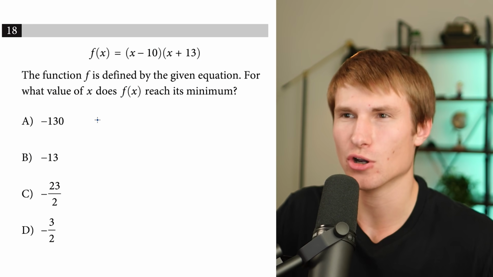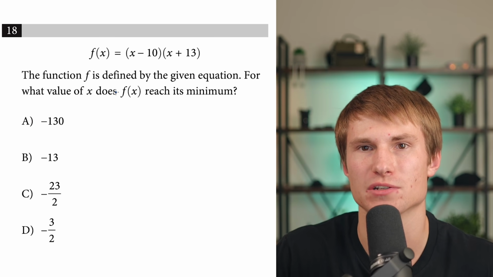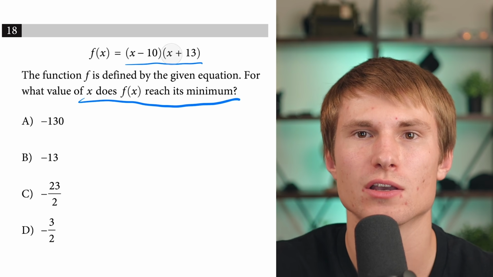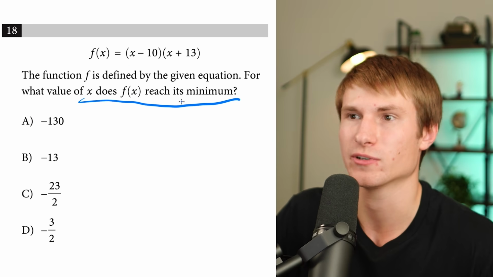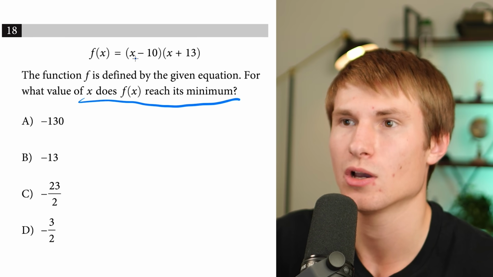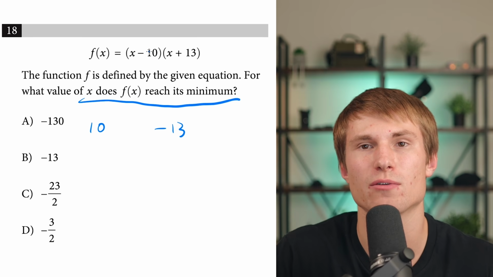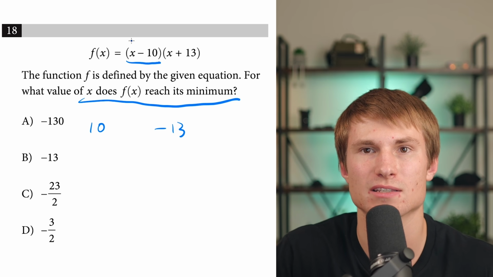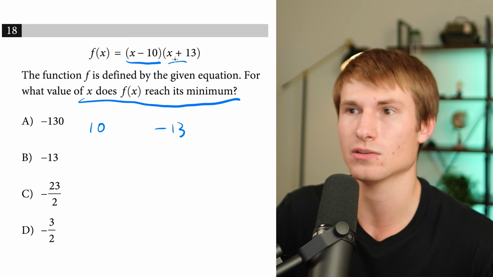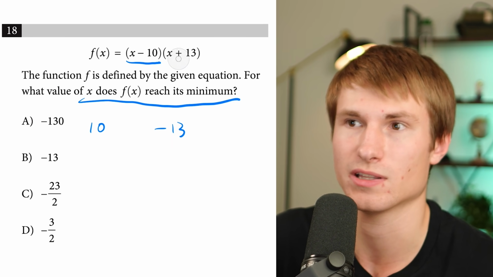Here's a trick you should know about quadratics for the SAT. Question 18 states the function f is defined by the given equation. For what value of x does f of x reach its minimum? Well, if you have a quadratic like this, your value of x at which f of x will reach its minimum or maximum will be the midpoint between the two x-intercepts. We see here our x-intercepts are going to be 10 and negative 13. And the way that we get those is by taking a look at x minus 10, setting that equal to 0, adding 10 to both sides. And then you see x equals 10. Same thing that you'll do for x plus 13. You subtract 13 from both sides when it's set equal to 0, and you get that x equals negative 13.